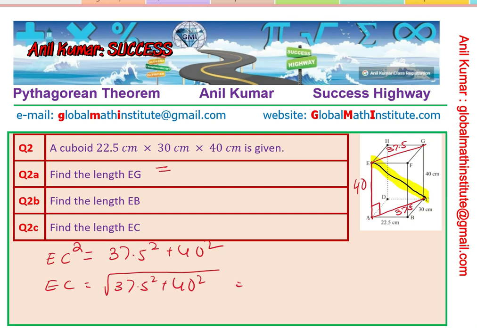We can find out this answer using the calculator. 37.5 square plus 40 square gives us a big number, and we are going to find the square root of this, right, and get our answer, which in decimals is 54.82. So I'll write this as 54.8 as our answer, and the unit being centimeters. So I think you understood the method. You need to use a calculator and verify the result.